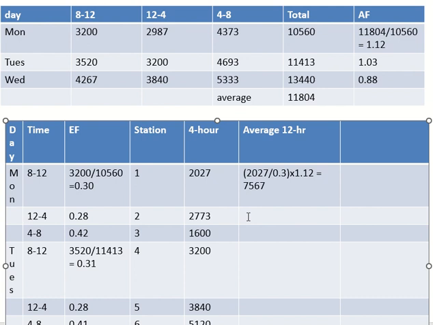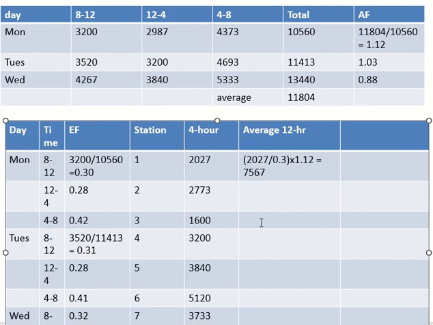Let me jump some values. We are just doing it for practice. So I am going to Tuesday now. I have a value of 3200. What's my expansion factor? 3.1. So this will become 12 hours, and then I multiply with the adjustment factor of Tuesday. How much is that?